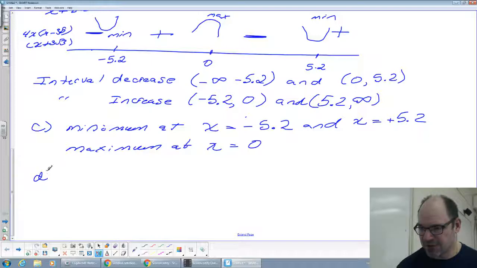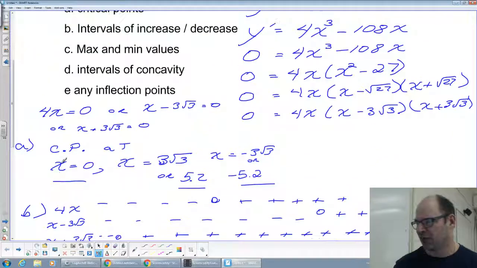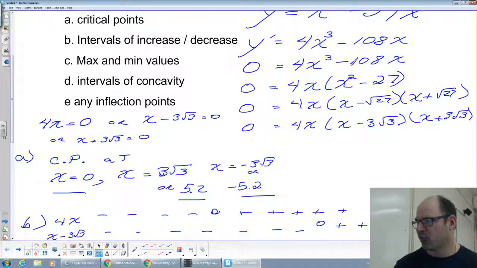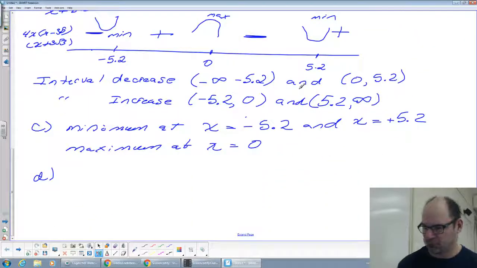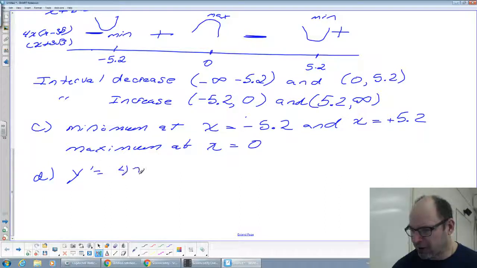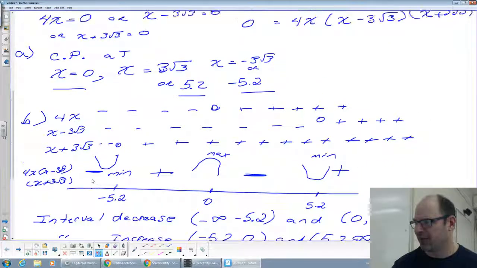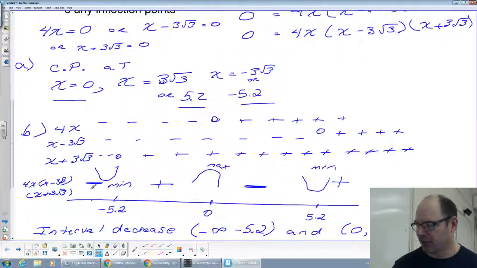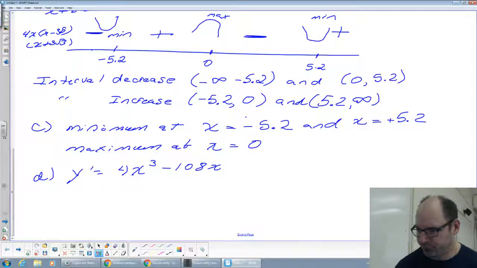So D is to look at the concavity. This is where we use the second derivative test. So we have to take y prime, which is 4x cubed minus 108x, and do the second derivative. So y prime prime gives us 12x squared minus 108.